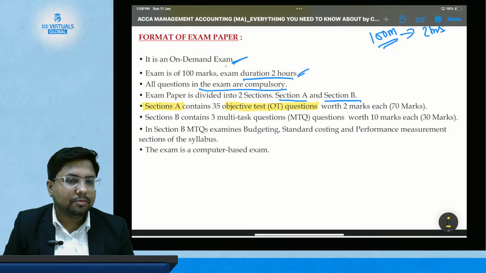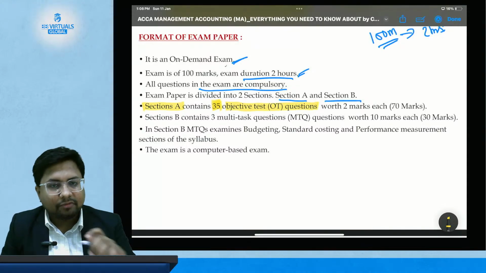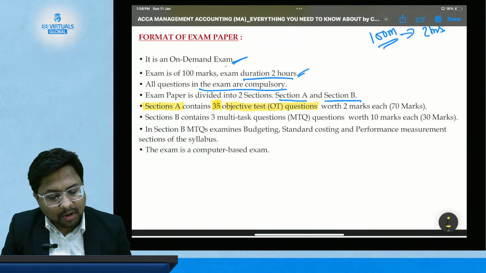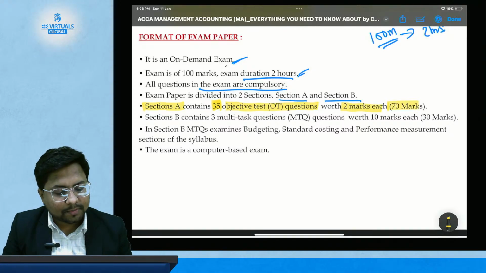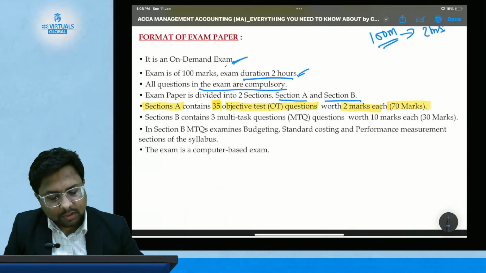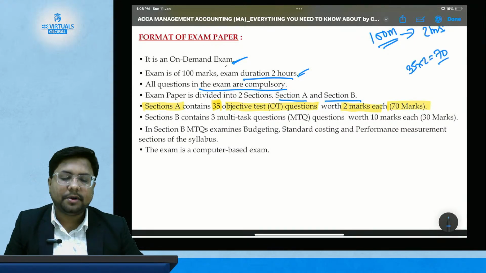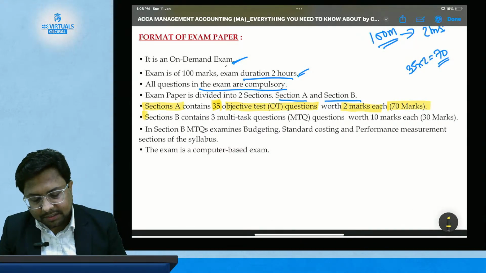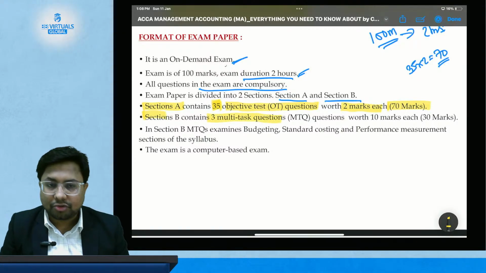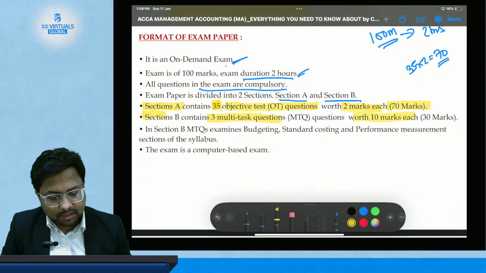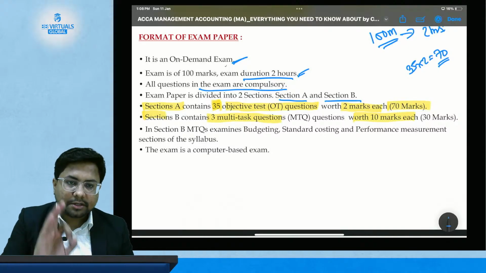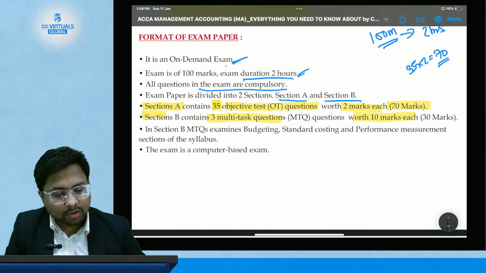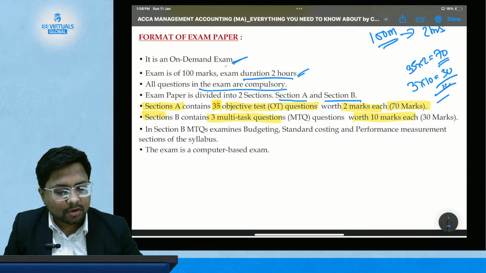How many test questions will there be? 35. So there will be 35 objective test questions of 2 marks each. That will make a total of 70 marks in section A. Then comes section B. Section B will have 3 multitask questions of 10 marks each, making a total of 30, and that will make a grand total of 100.